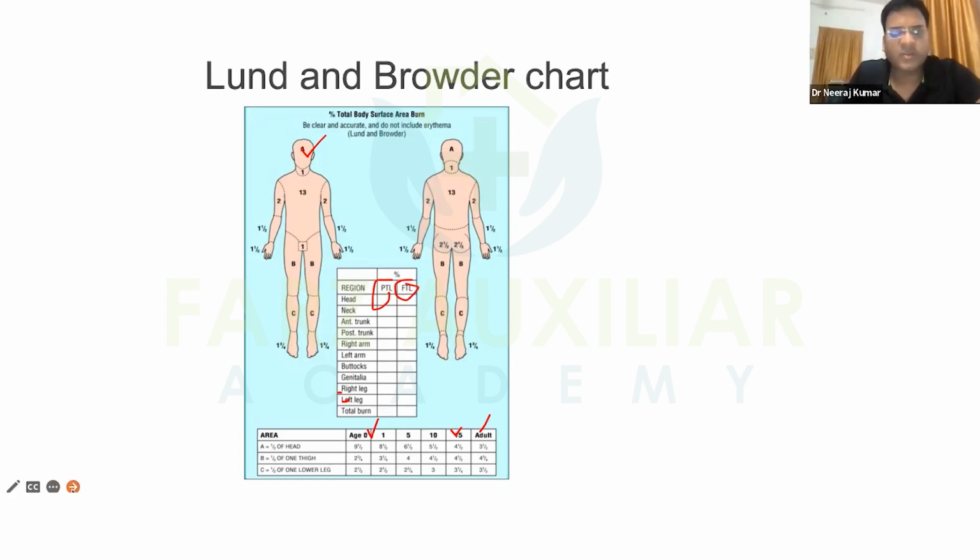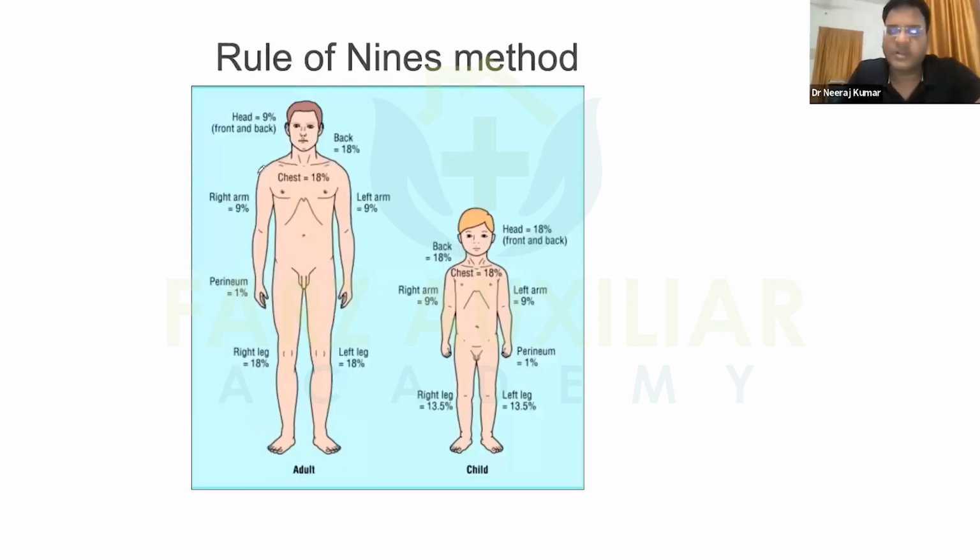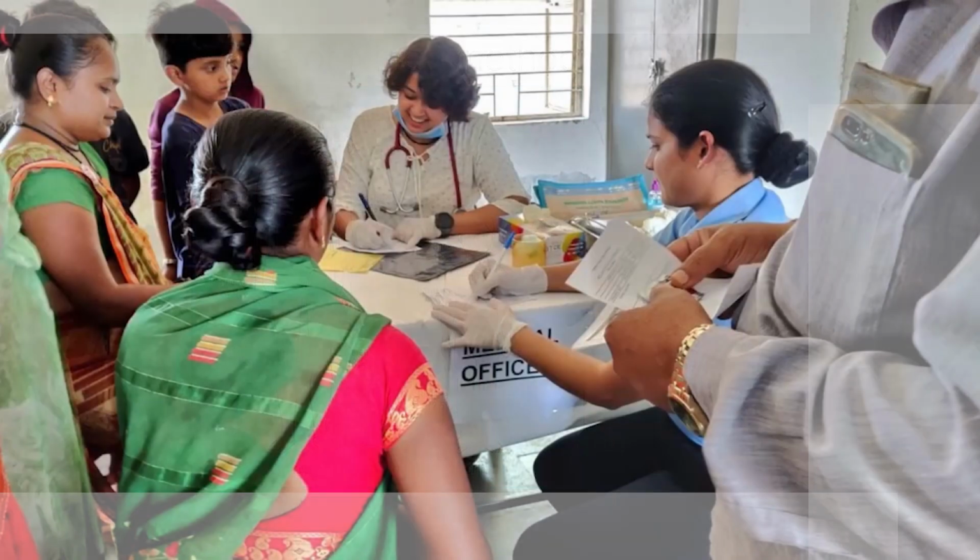Now coming to the next part. The next part is the rule of 9 method. Again, the rule of 9 method is very easy to remember. Head from front to back is 9. So back total is 18, chest is 18, right arm is 9, left arm is 9, perineum is 1, right leg is 18, left leg is 18. But in a child, head, front and back, is 18. And then back is 18. Here, chest is 18, arm is 9, and then 13.5, 13.5, and for perineum, 1.